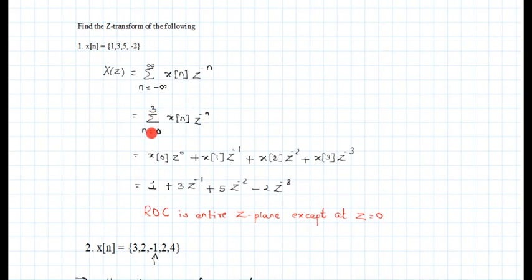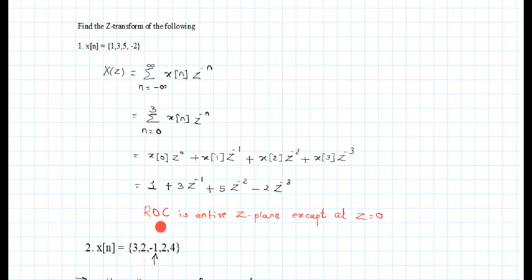Now let us substitute the different magnitudes of the input signal at these time instants. So x[0] is 1, and z raised to 0 is also 1. x[1], as we see here, is 3, x[2] is 5 and x[3] is minus 2. Accordingly we have substituted, and this is the Z transform of the given sequence.